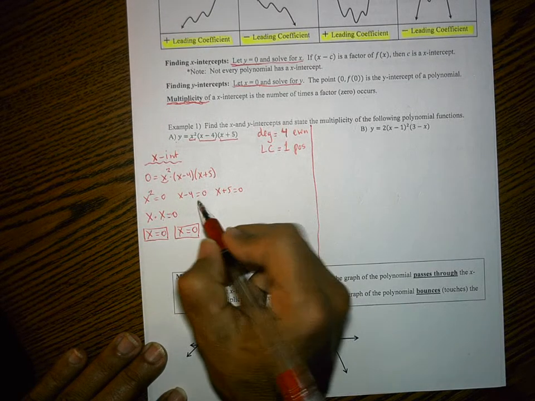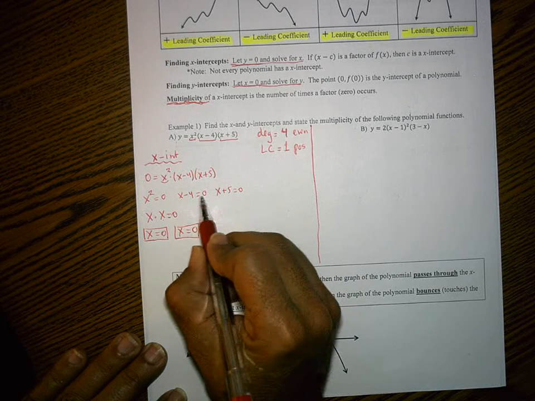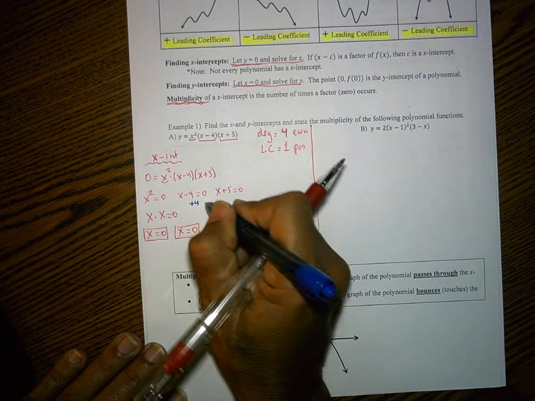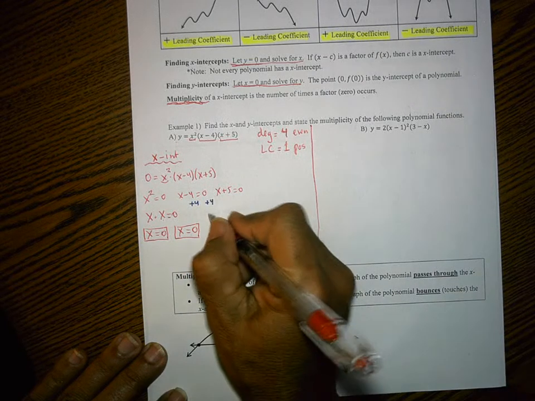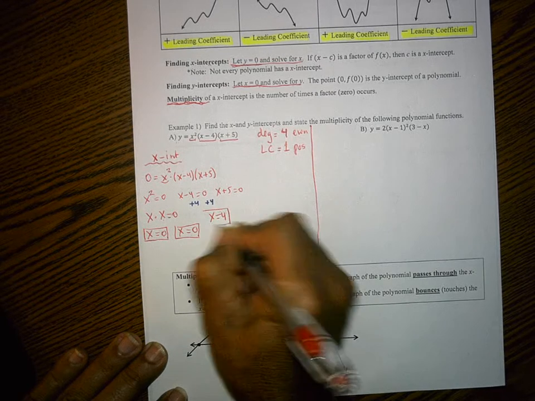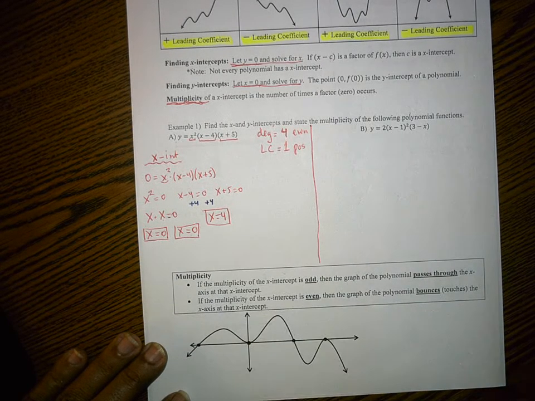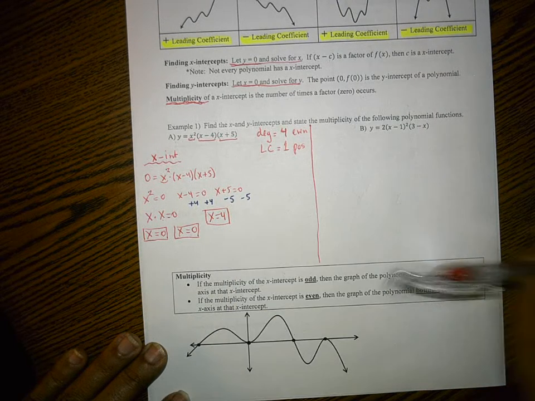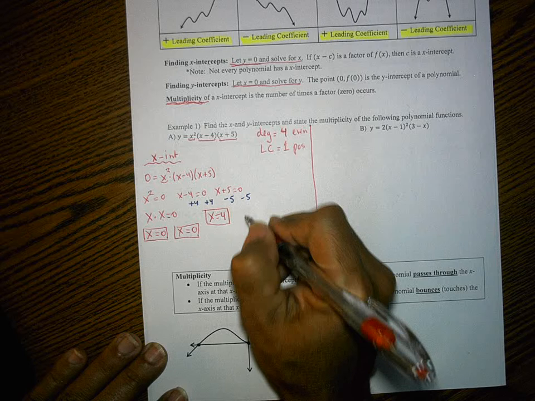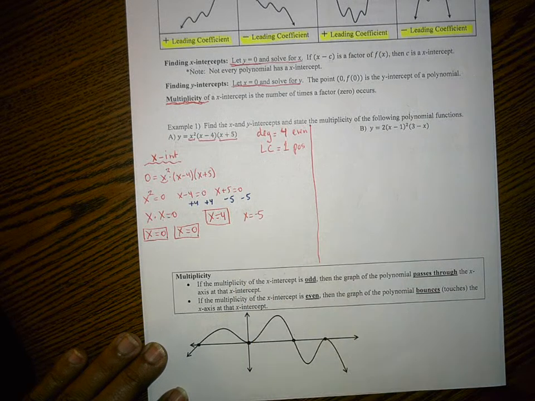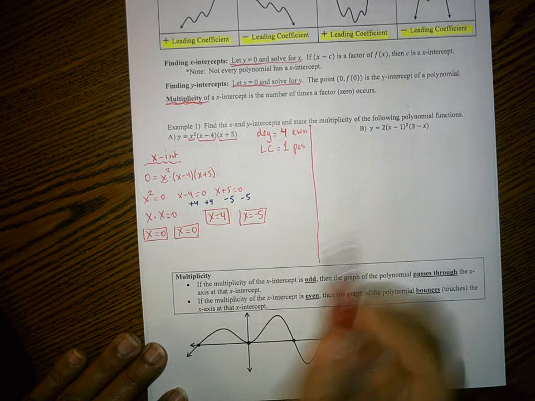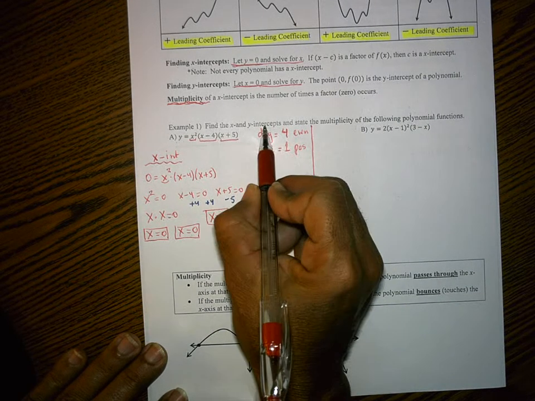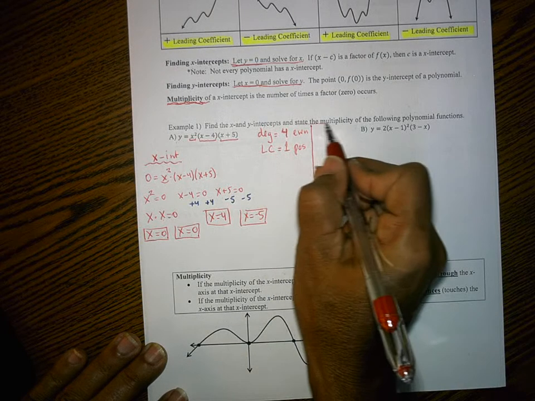Now let's go back and solve for this other factor. x minus 4 equals 0. All I have to do is add a 4 so I can get my x by itself, and I get that x equals 4. There we go. Now, x plus 5 equals 0. We subtract 5 to the other side, doing the opposite operation, and we get x equals negative 5. So there goes my other one. I solved for the x-intercepts. It says find the x and the y-intercept and state the multiplicity of the x.